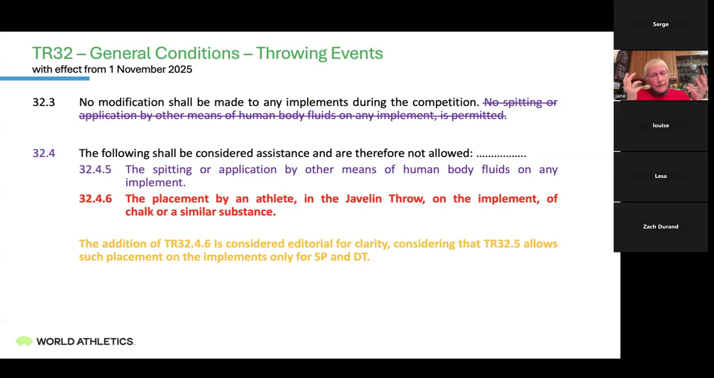Then life can go on. But if there's an excess, you can ask the athlete to stop and clean the grip off, and this is all within their time. So the addition of 32.4.6 is considered an editorial for clarity, to bring it in line with only shot put and discus being allowed to put chalk on the implement.